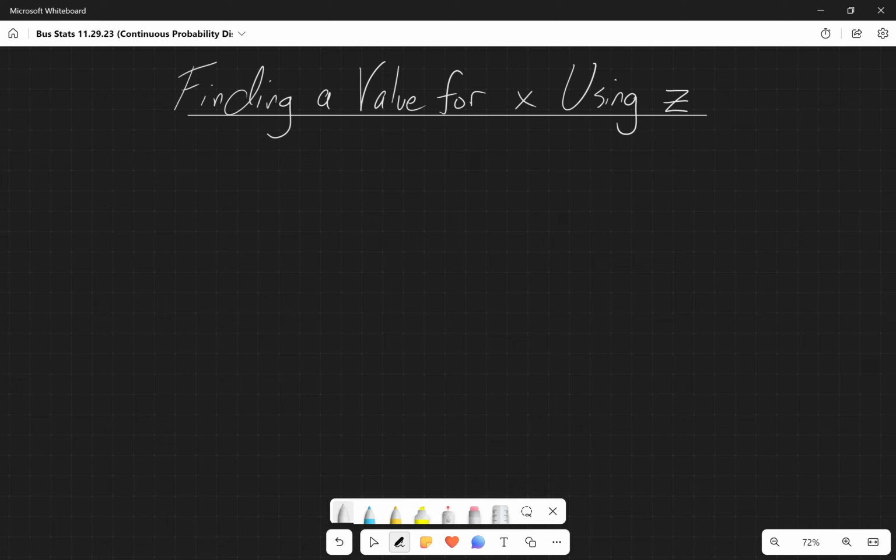All right, so now we're going to be given a prompt that's asking us to go backwards, right? So instead of asking what is the z statistic and what is the corresponding probability within this range, now we're being asked what's the minimum x value or what's the maximum x value. So let's go ahead and get the prompt down.